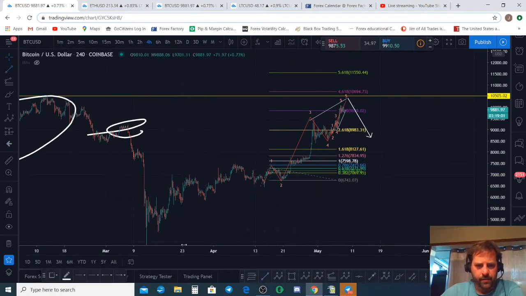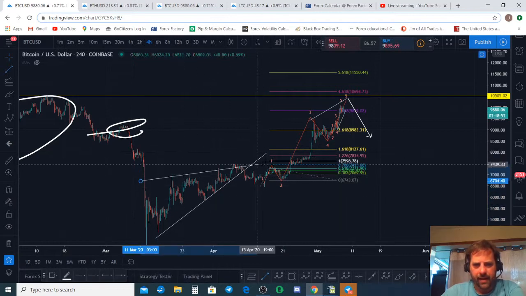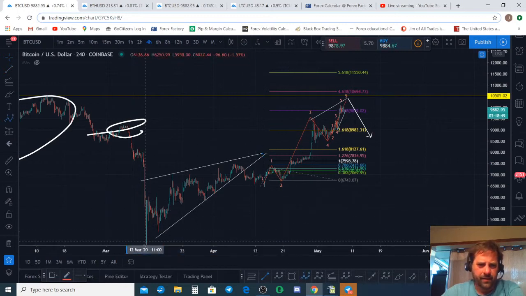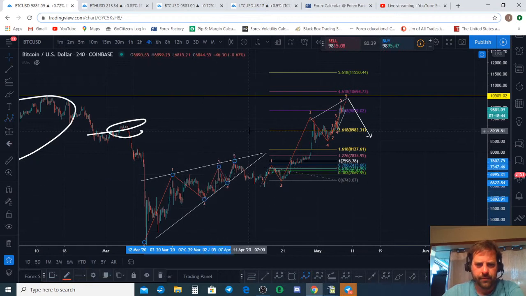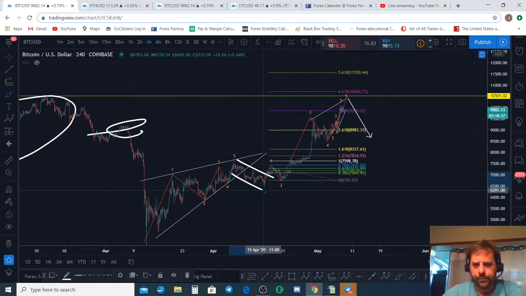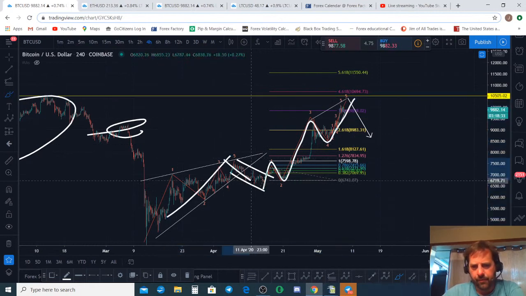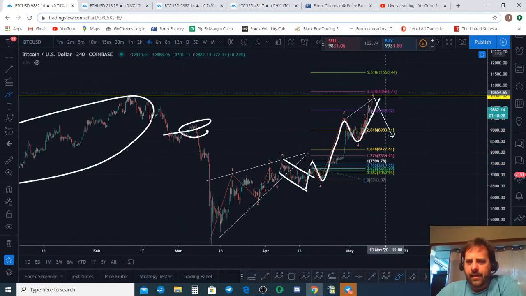So then, with that count right there, this is the count right here. It is a leading diagonal. Others will disagree, but 1, 2, 3, 4, 5. Leading diagonal. A crap 3-wave move, and then a 5-wave. So that's a 5, 3, and a 5. That's my final answer.